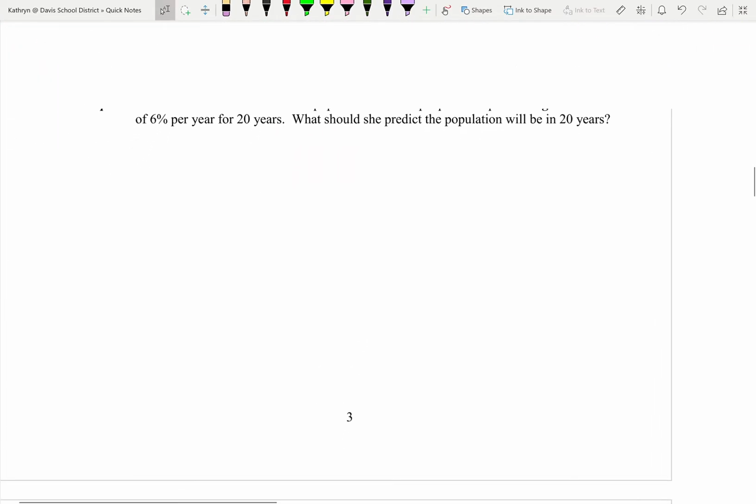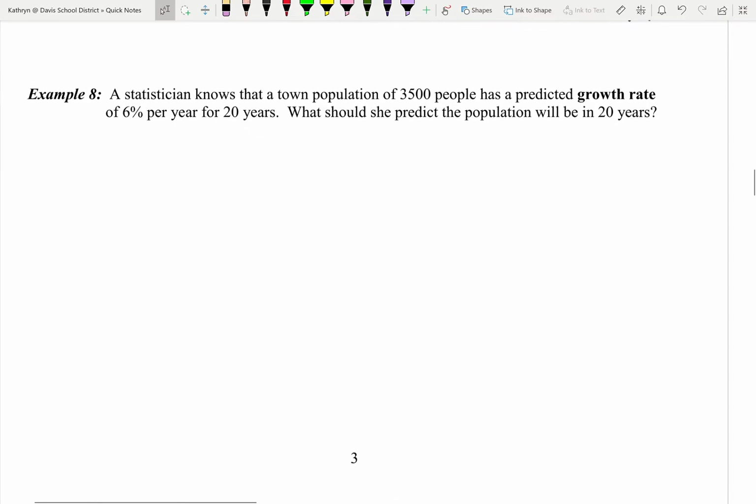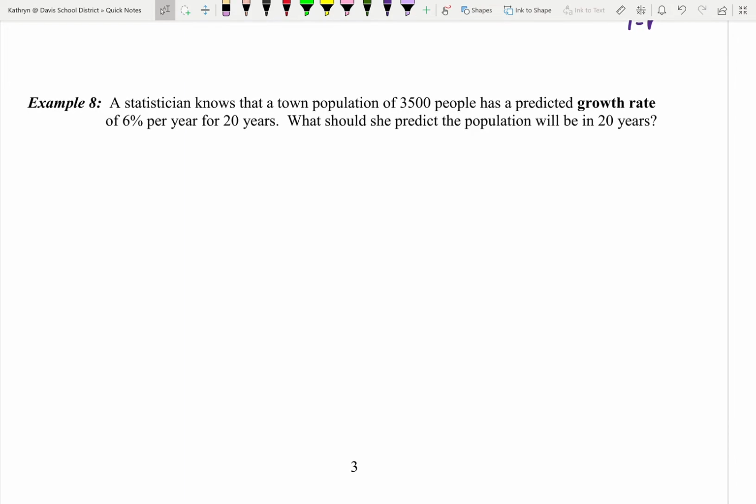Question 8. A statistician knows that a town of 3,600 people, this is a little confusing, has a predicted growth rate of 6% per year for 20 years. What should she predict the population will be in 20 years? Notice it's a she. She's a female. Because she's smart. You have to be very smart to do this, so it's a girl. If they give you a percentage of increase or decrease, it's always geometric. So everybody put geometric.